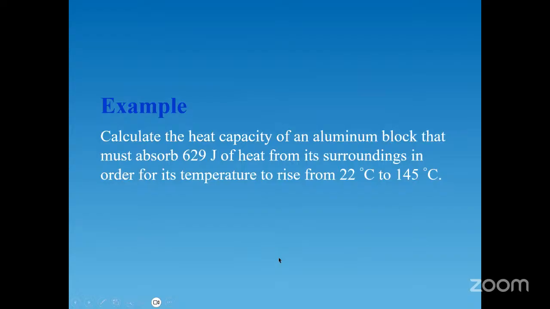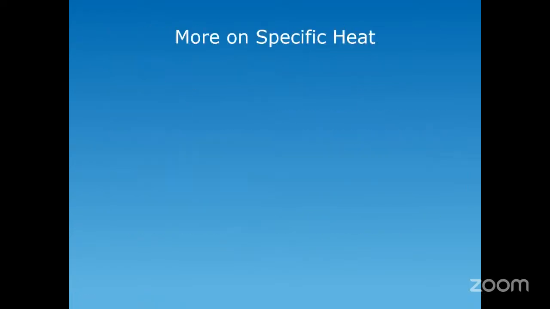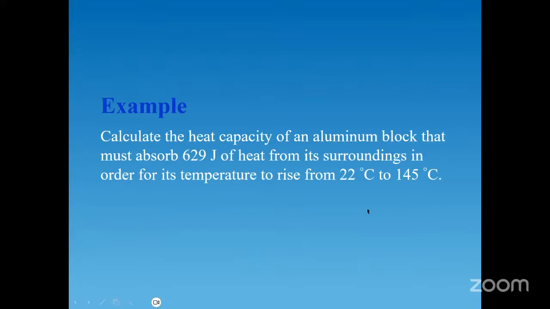I'm going to say more on that later on. Let's look at this example. So this question says, calculate the heat capacity of an aluminum block that must absorb 629 joules of heat from its surroundings in order for its temperature to rise from 22 degrees to 145 degrees Celsius, right? So remember now we said that uppercase C, which is the heat capacity, is equal to Q divided by delta T, right?